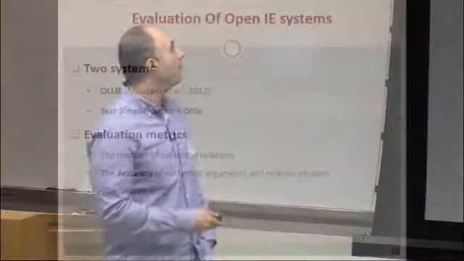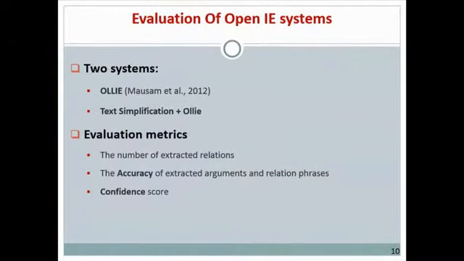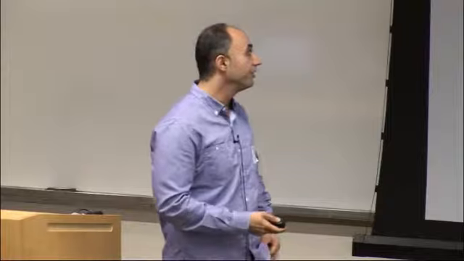So in summary, we ran one of the information extraction systems called OLI, which is one of the state-of-the-art, over our data set. We evaluated the result manually. We simplified the data set, ran it again, and then compared to see how the result changed. To evaluate, we have the metrics of number of relations extracted, accuracy of the relation extraction, and the confidence score coming from OLI.